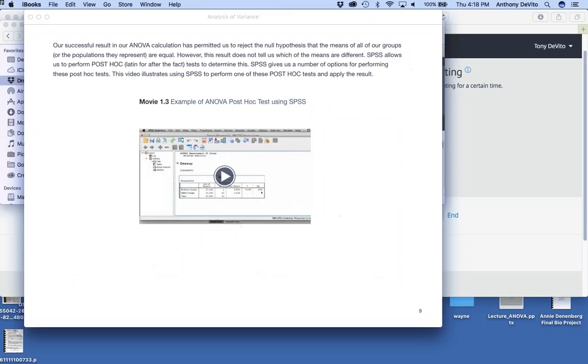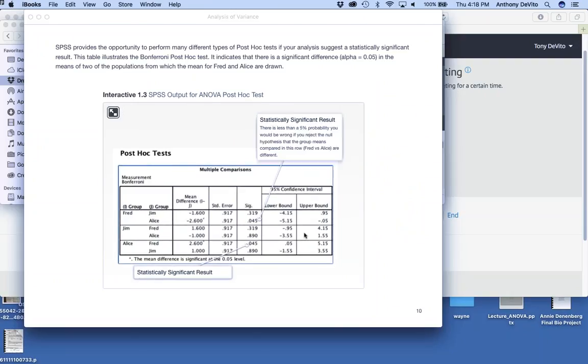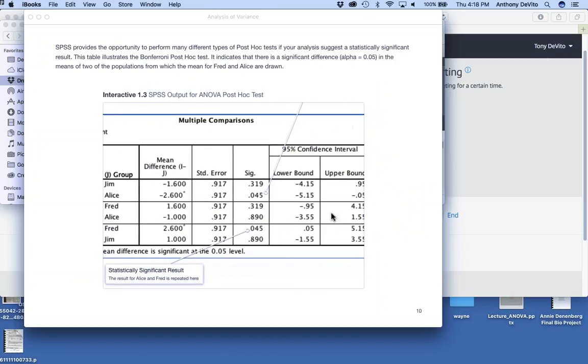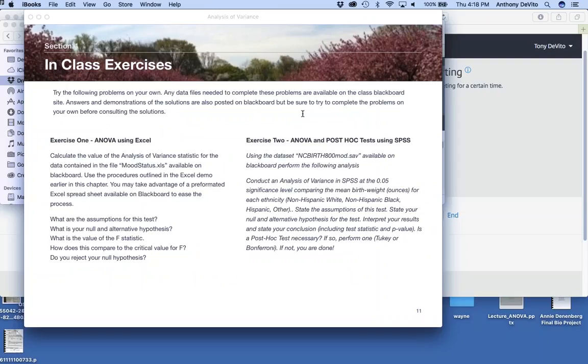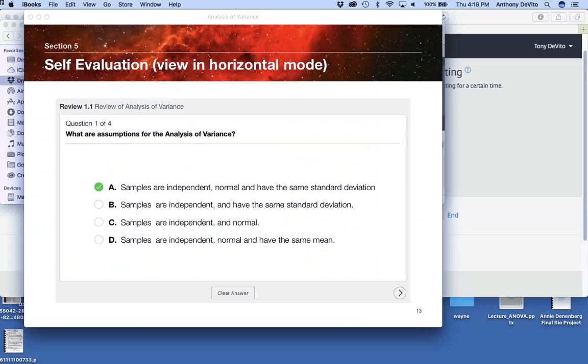So it's a little bit more than you would get in a regular textbook. And this is a video showing how you run the Post-Hoc Tests. We'll talk about that in a second. Here's some output again, with more things you could click on for the Post-Hoc Tests that'll explain what it means. And then maybe an exercise, I think a couple of exercises, and then finally a little quiz.